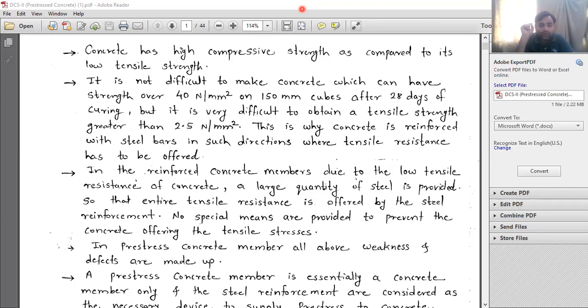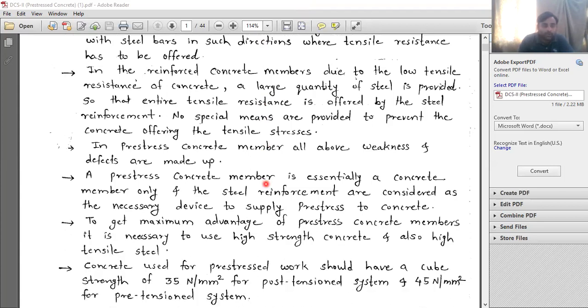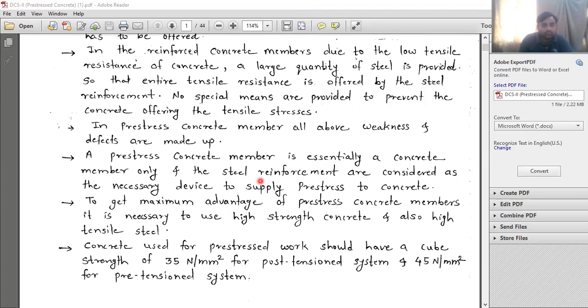In the concrete, we keep steel in large quantity, as there is no special provision that lets the concrete resist the tensile stresses. That is why we provide a larger area of steel to offer the tensile resistance. These are the points we have seen up till now. Now, if we move further, in prestressed concrete members, all the above weaknesses and defects are made up, that is, overcome.